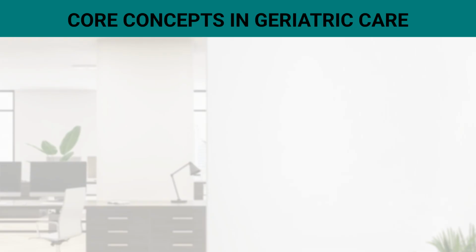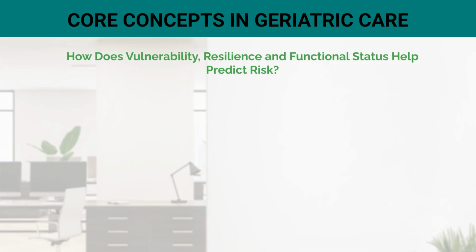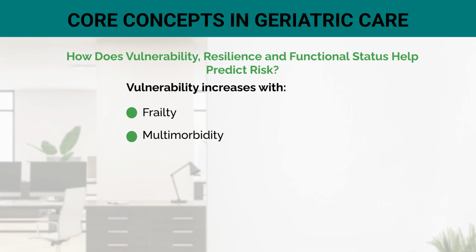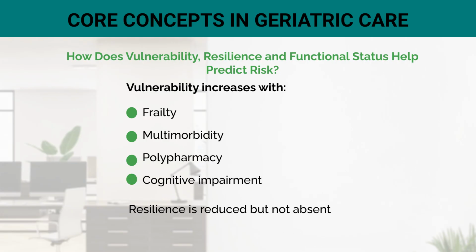Another concept in geriatric care is how vulnerability, resilience, and functional status can help predict risk. Vulnerability increases with frailty, multimorbidity, polypharmacy, cognitive impairment. Resilience is reduced but not absent. Early intervention can help.